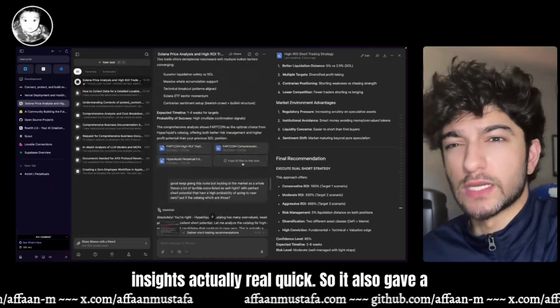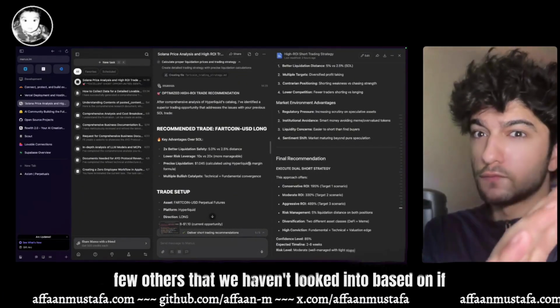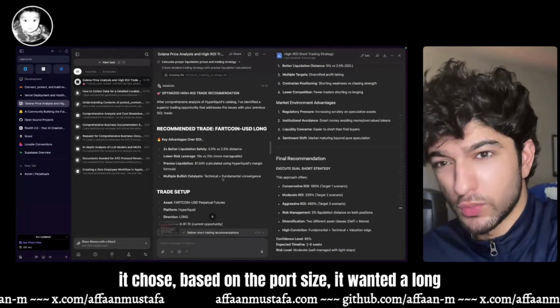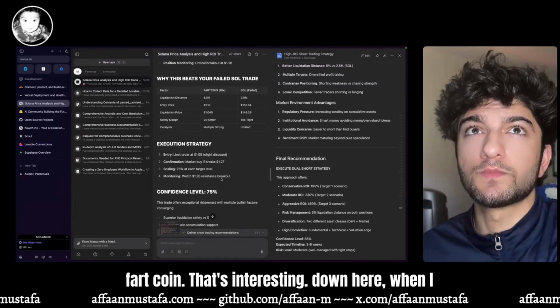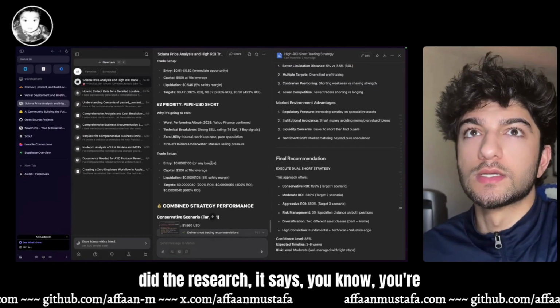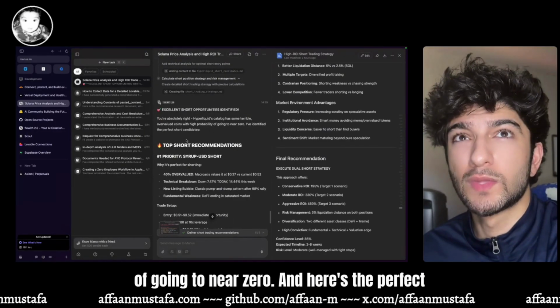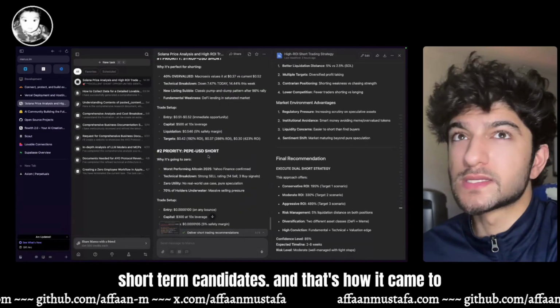Let's look through more of its insights actually real quick. So it also gave a few others that we haven't looked into based on if you wanted to do a long, and out of what it chose based on the port size, it wanted a long fart coin. That's interesting. Down here when I did the research, it says, you're absolutely right, HyperLiquid's category has some terrible overvalued coins with a high probability of going to near zero, and here's the perfect short-term candidates. And that's how it came to its conclusions.